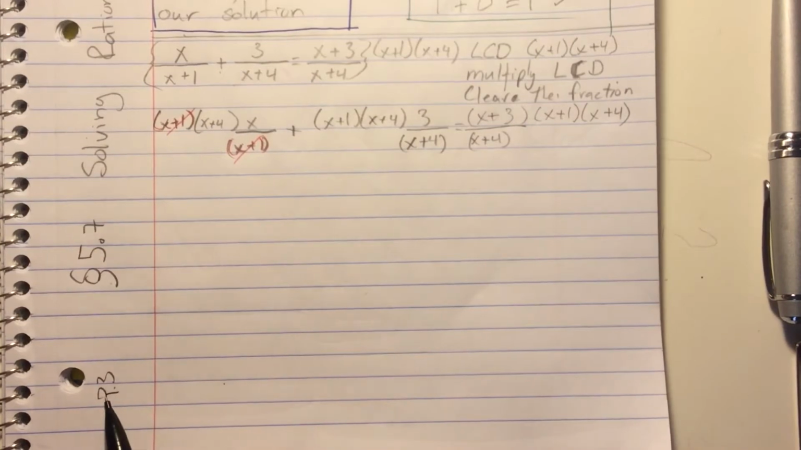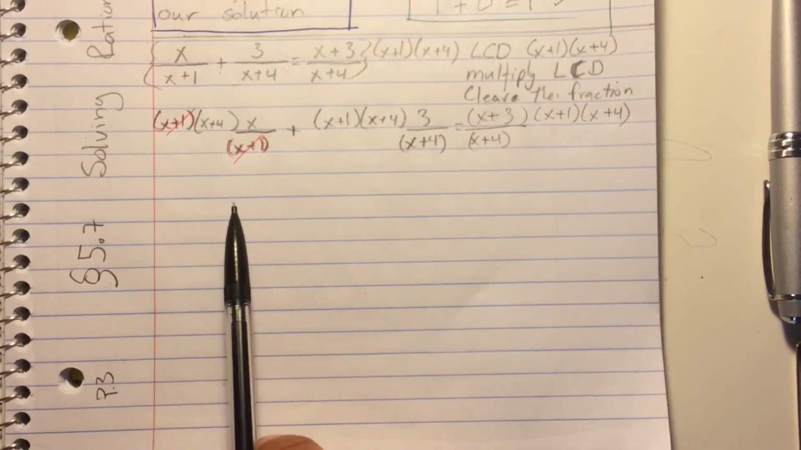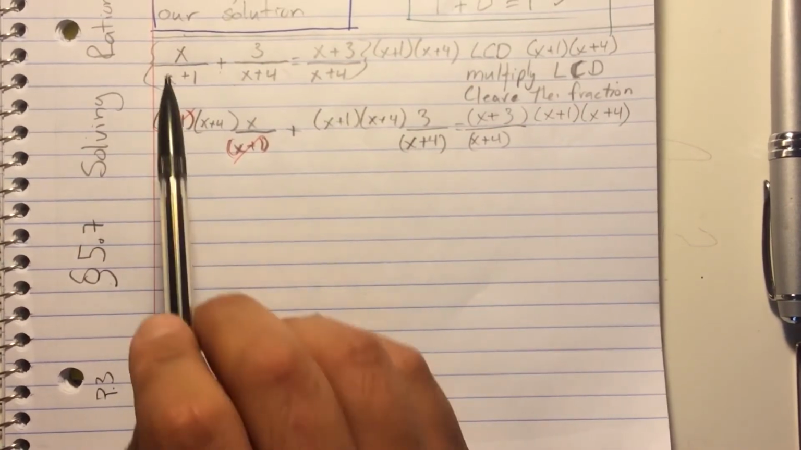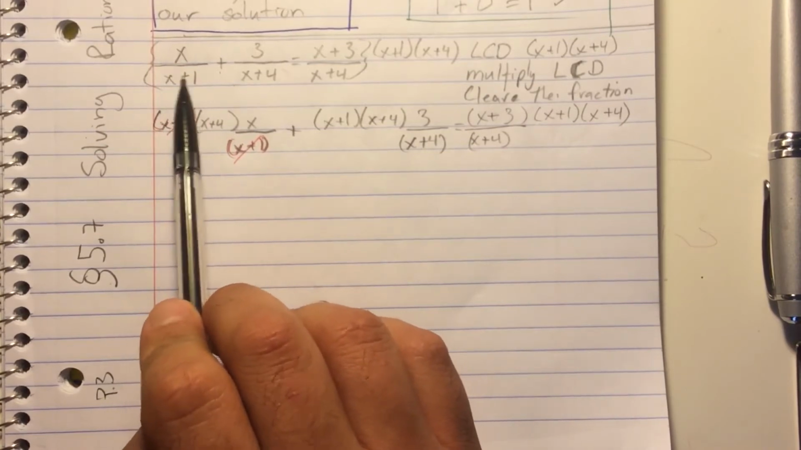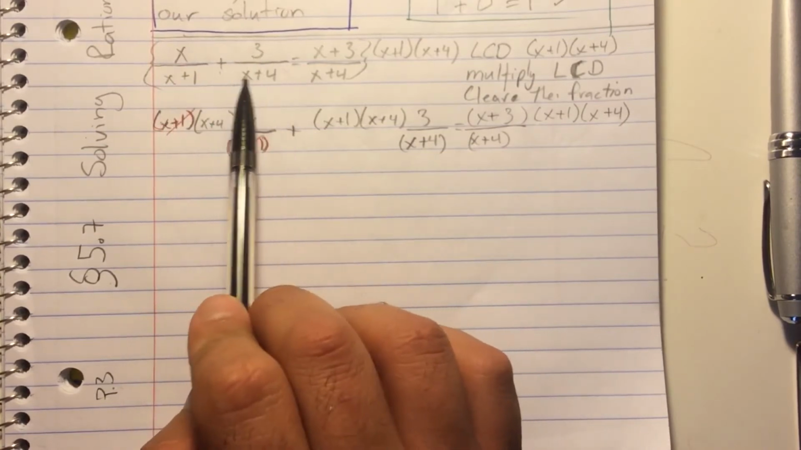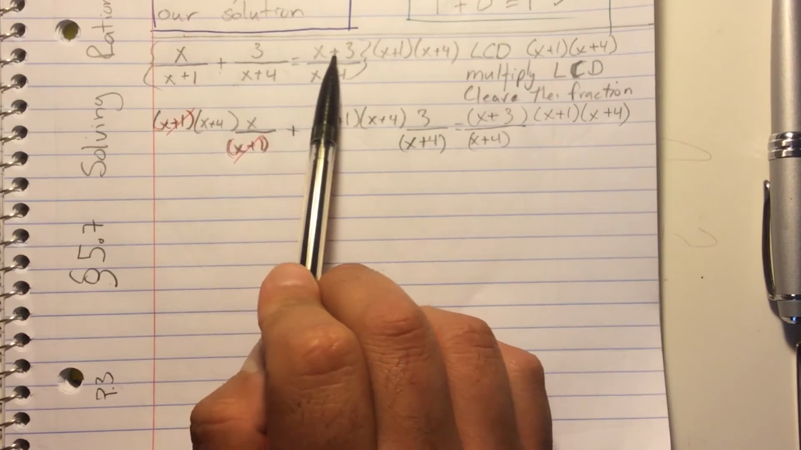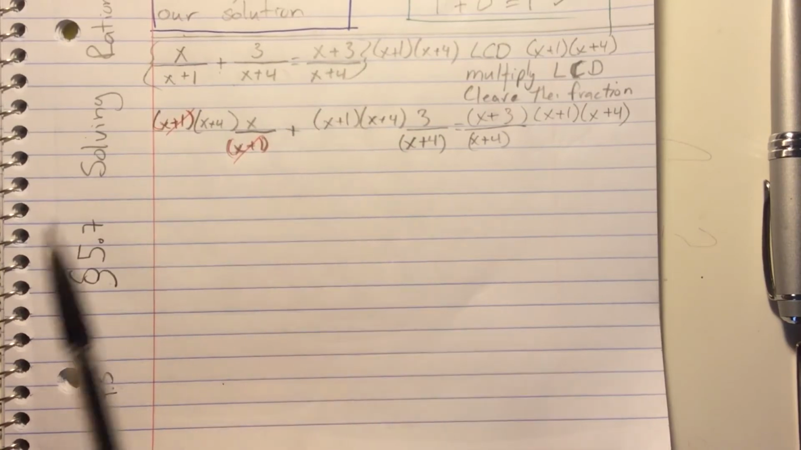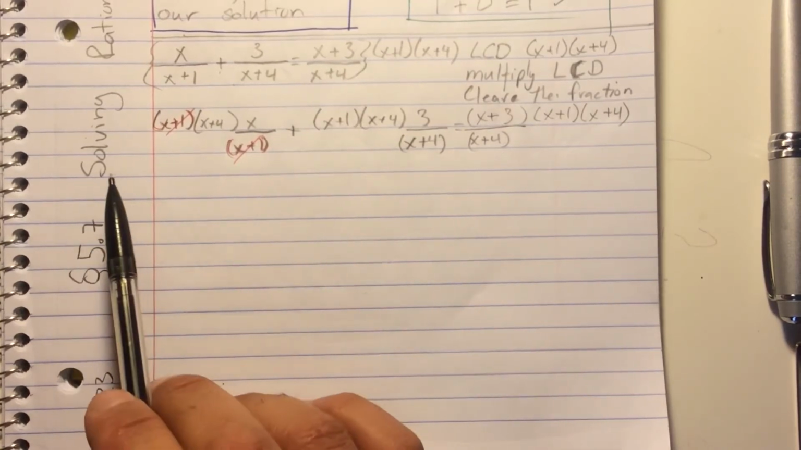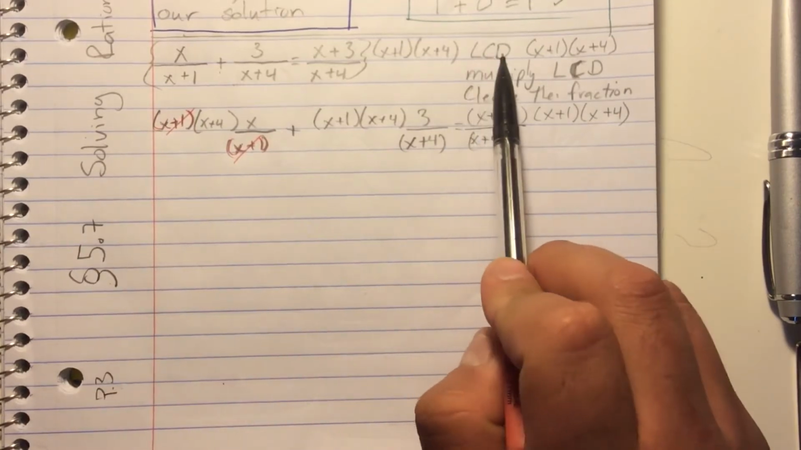So this is part 2 of the third foldable. Our expression is x over x plus 1 plus 3 over x plus 4 equal to x plus 3 over x plus 4. So the first thing we do, like we always do, is look for our LCD.